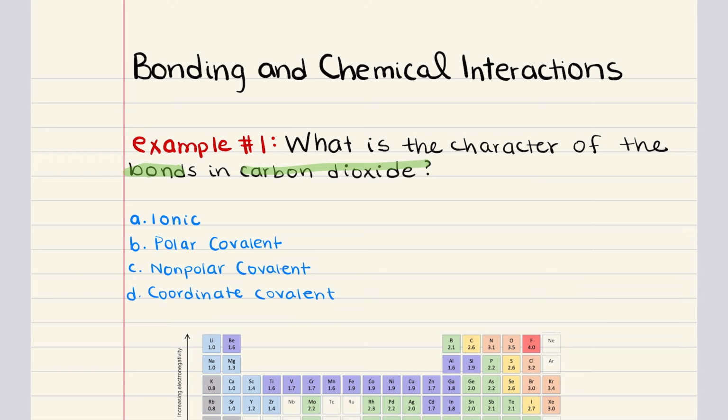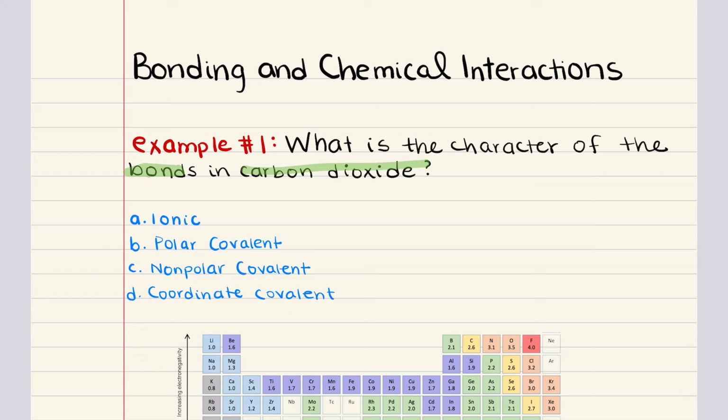Now, the way that this problem is framed is really important, and it might seem obvious right now as you work through this from the comfort of your home, but if you're taking an exam and this question pops up, you might skim it a little too fast and misunderstand it. This problem is asking us for the character of the bonds in carbon dioxide and not the character of carbon dioxide as a molecule. If you attempt to answer it in this alternative way, you're going to get the wrong answer. You're going to get a completely different answer.